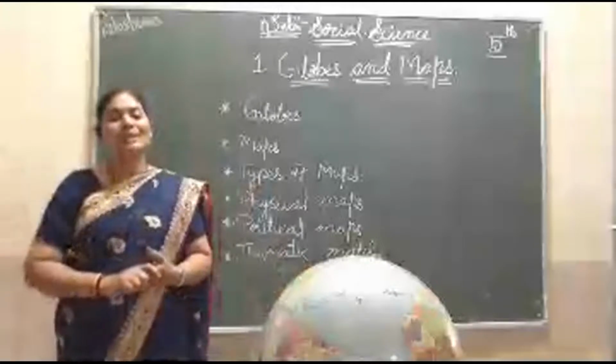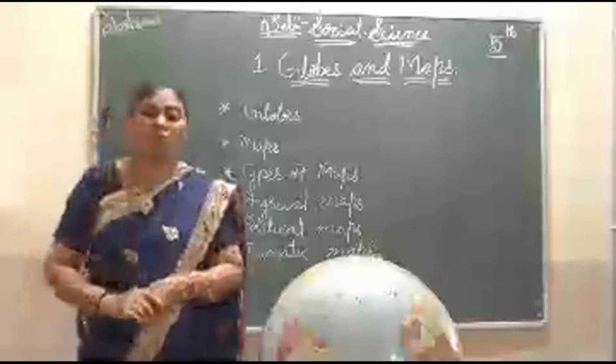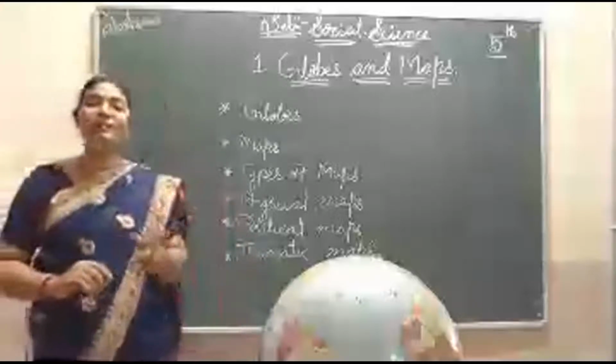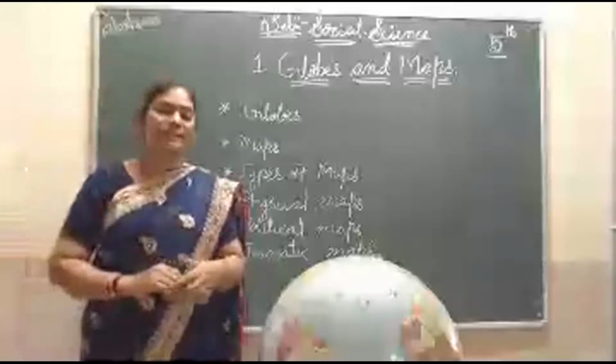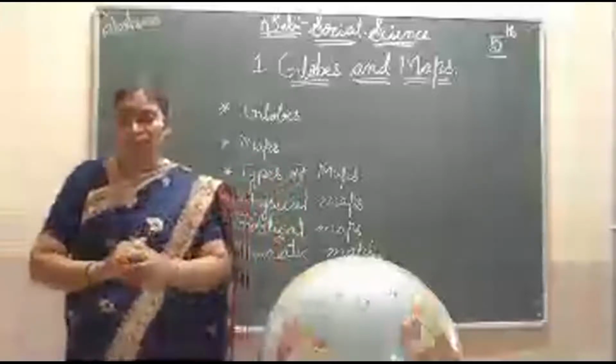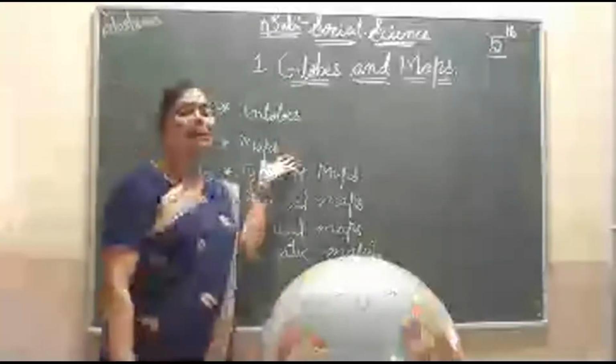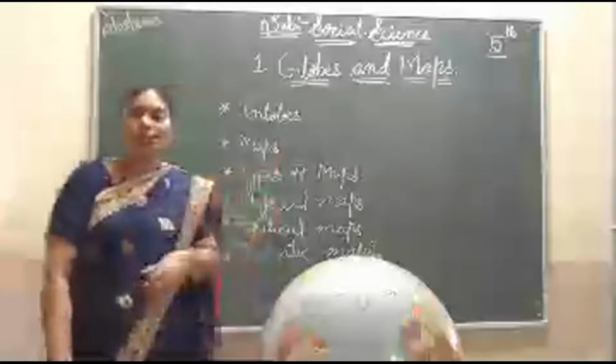So this is the disadvantage of the globe, but it is the model of the earth. So we can see that yes, our earth is like this. We can understand it like that. So now, next there are the maps.